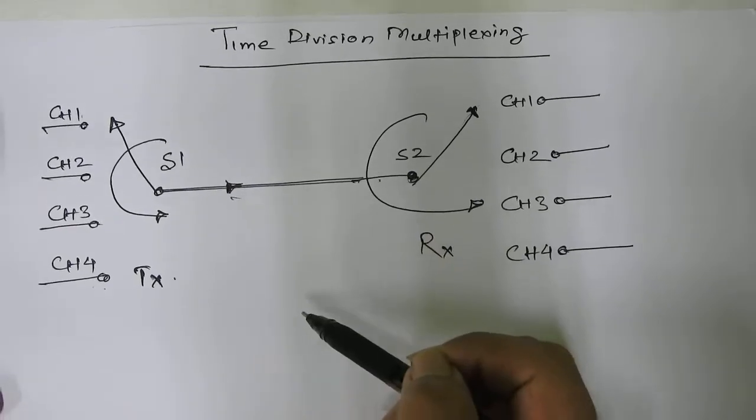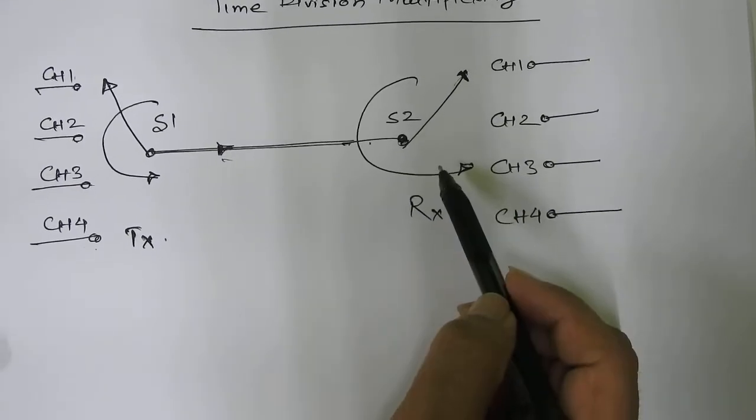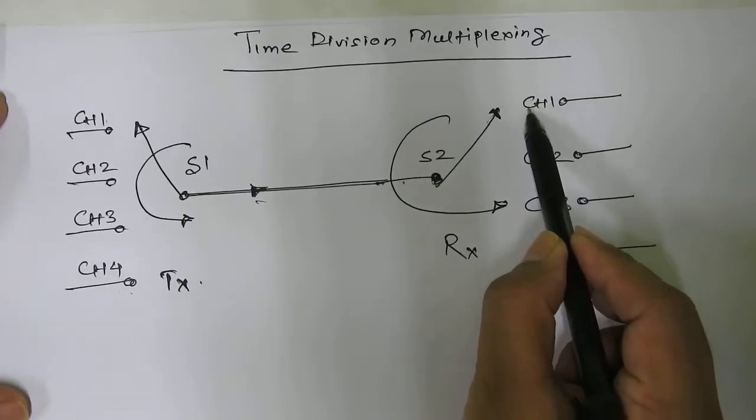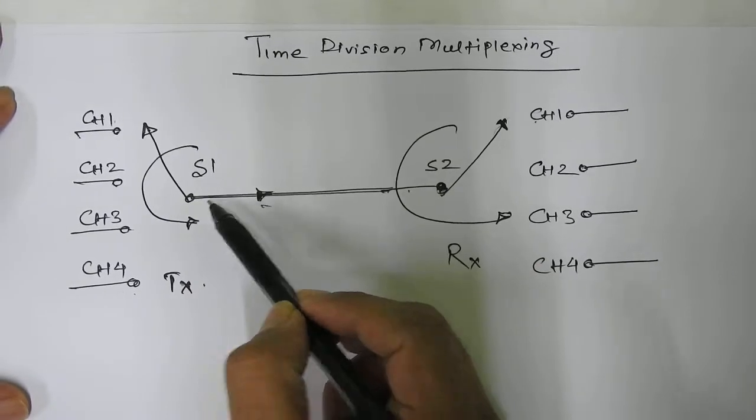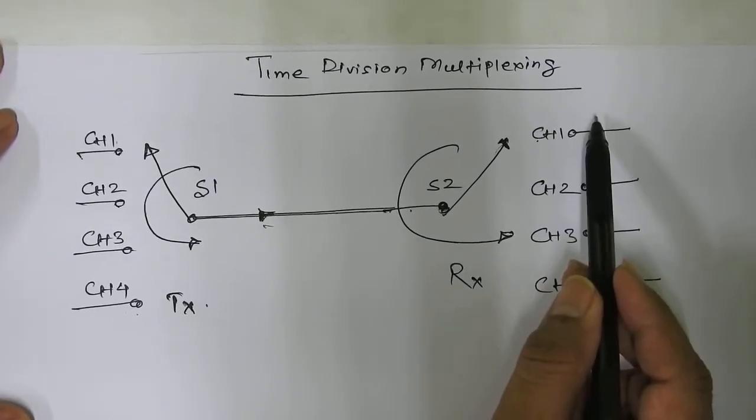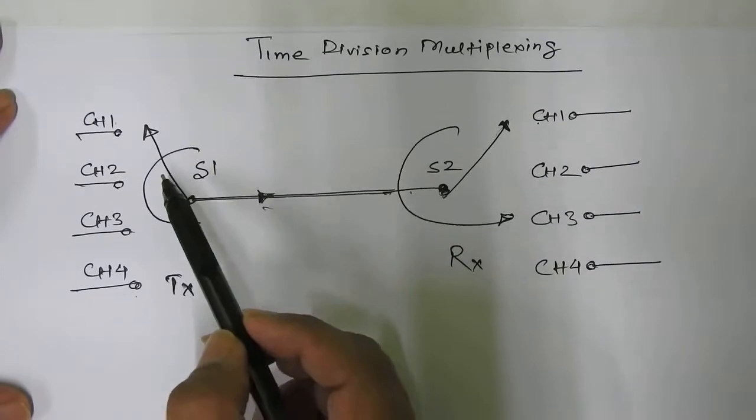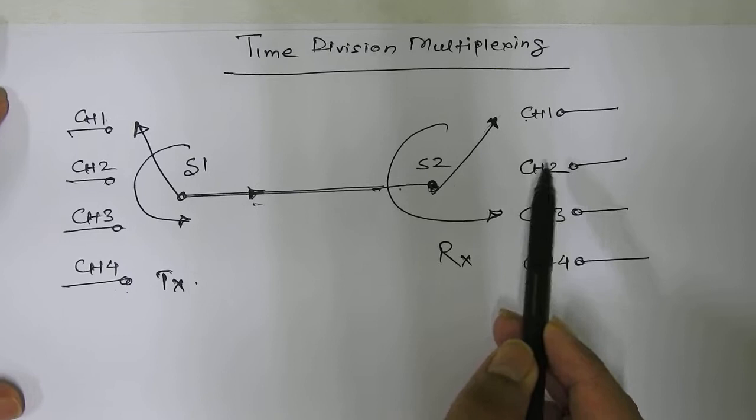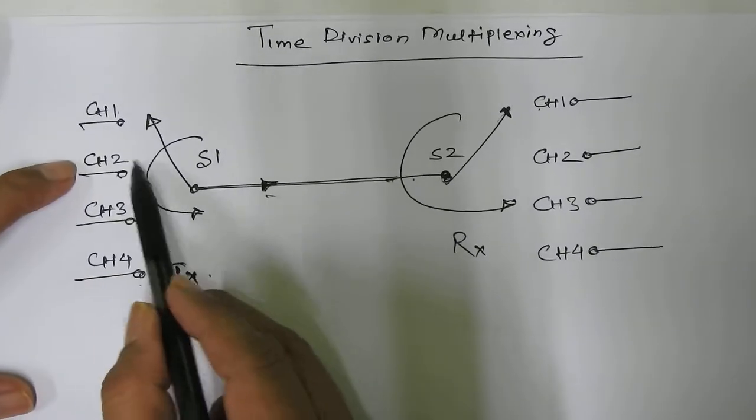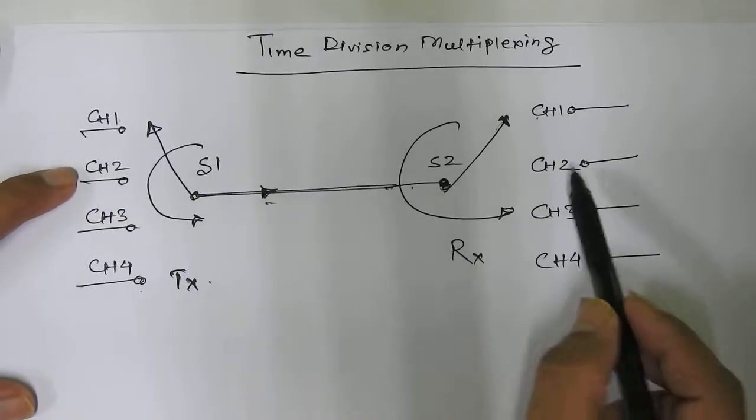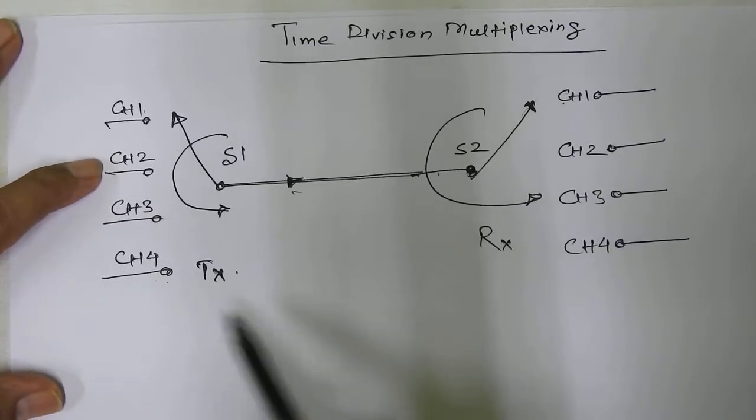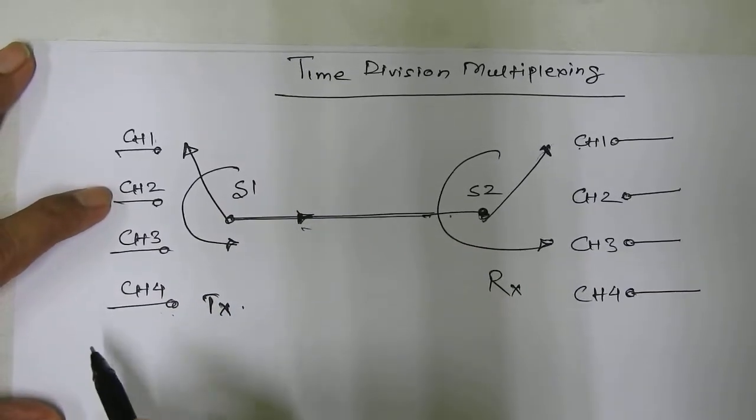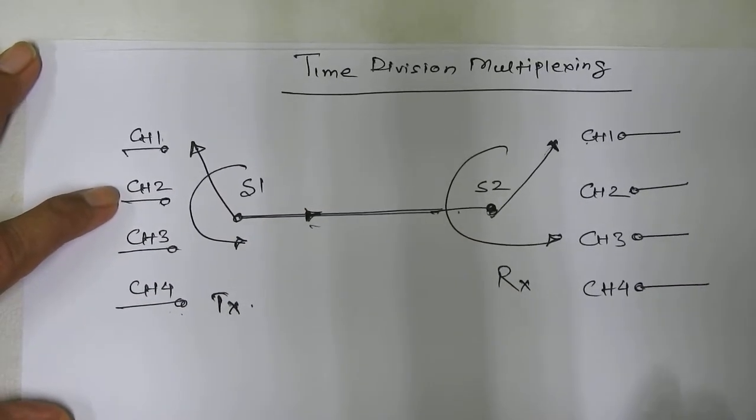This is the switch S2 pole. Now this switch is also rotating. So this switch touches channel 1 and gives the samples of channel 1 which have been collected by S1 to channel 1 by S2. Similarly, when S2 touches channel 2, it will pass the samples which have been collected from S1 of channel 2 to this channel 2. So this is going on, and channel 1 signal is sent to channel 1, channel 2 to channel 2, channel 3 to channel 3, and channel 4 to channel 4.